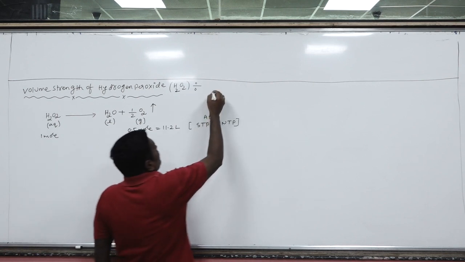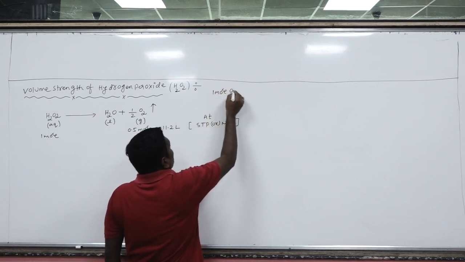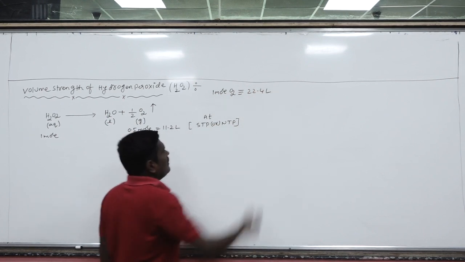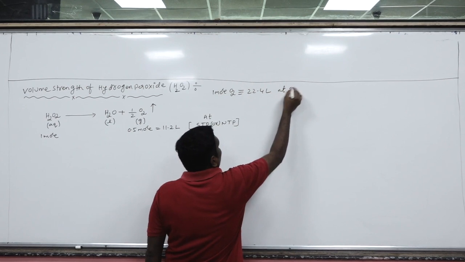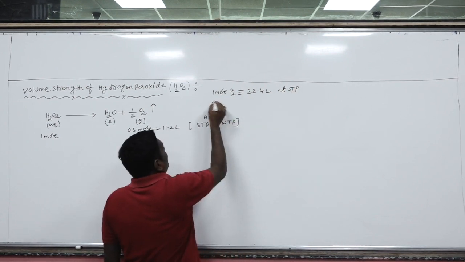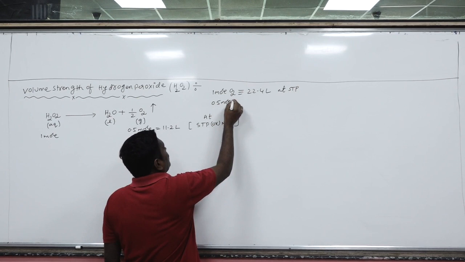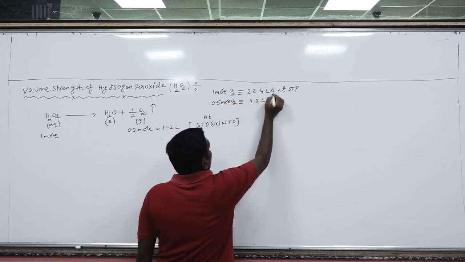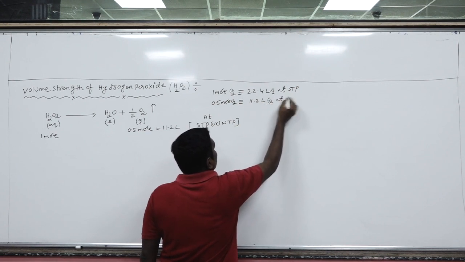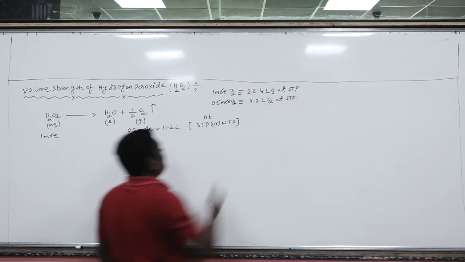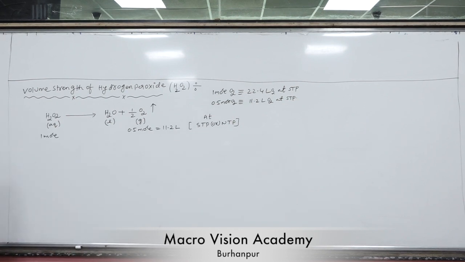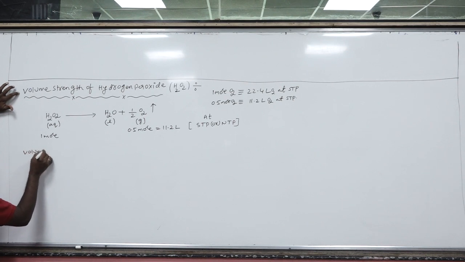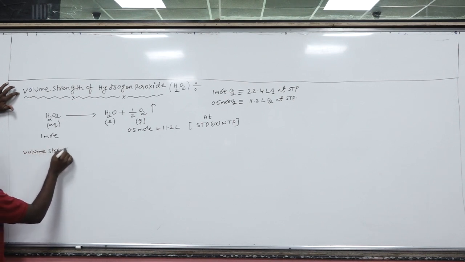We know 1 mole of oxygen at STP is 22.4 liters. Now half mole, that is 0.5 moles O2, will be equivalent to 11.2 liters O2 at standard temperature and pressure or normal temperature and pressure. Now what is the definition of volume strength?